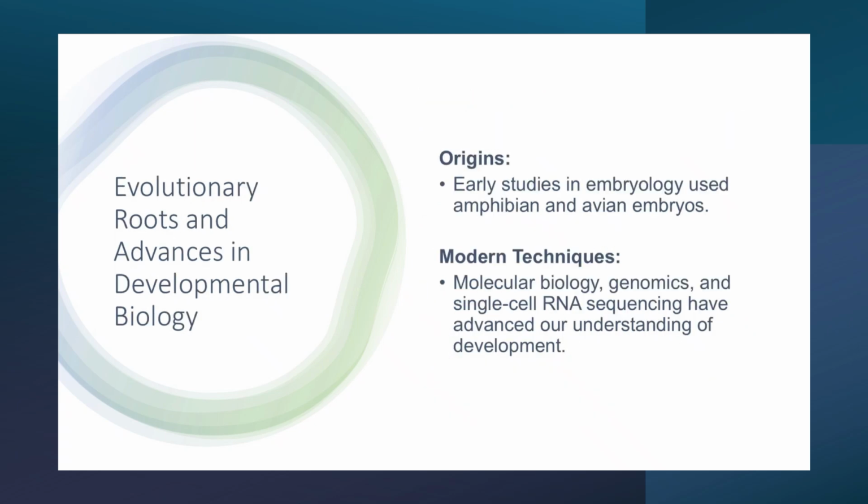Developmental biology has evolved from simple observations in embryology to sophisticated molecular studies. Early embryologists used animal embryos to observe development, but now, with techniques like single-cell RNA sequencing, scientists can analyze gene expression patterns at each developmental stage, revealing the diversity of cell functions in both embryos and adults.